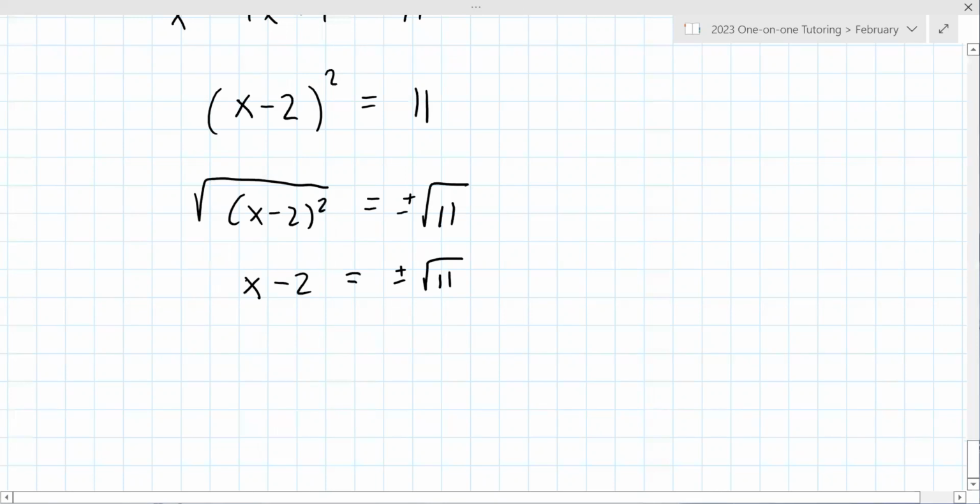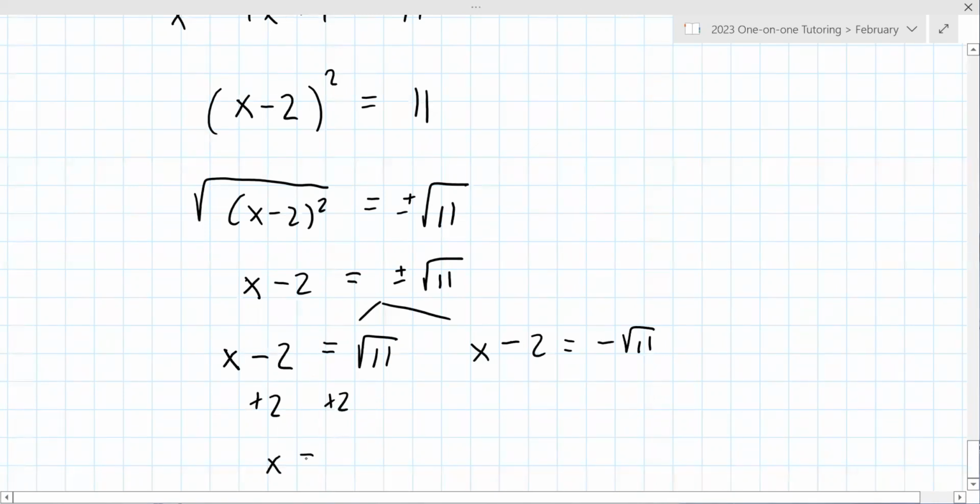All right. Now you will think, well, how am I going to solve this? You do exactly what you've been doing. You set it equal to positive square root 11 and x minus 2 equals negative square root of 11. And from here, you add 2 to both sides of the equation. X equals 2 plus square root of 11. X equals 2 minus the square root of 11.